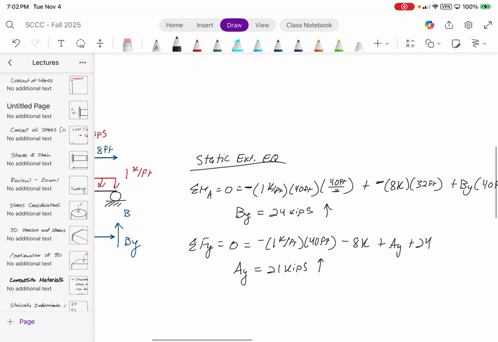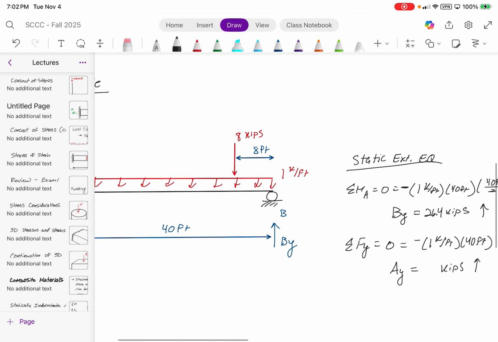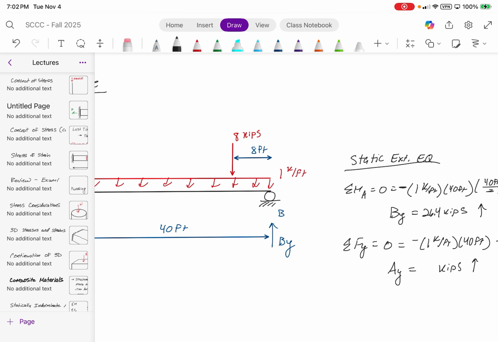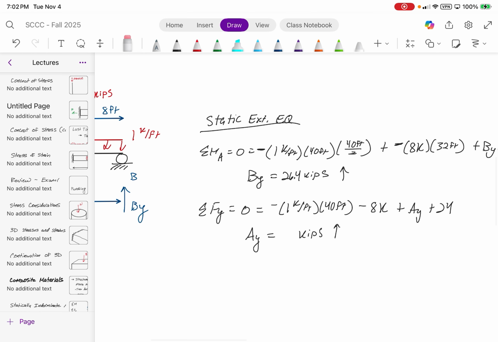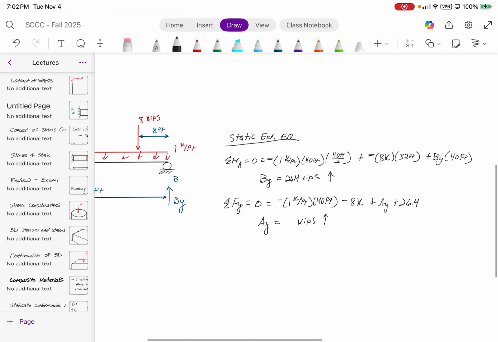Oh, that's because I gave you guys the wrong value for the force. So I am going to improvise, because the force was supposed to be 5 kips in the textbook, but I can't read. So this value is 26.4 kips, which in turn means -1 times 40 minus 8 plus 26.4.